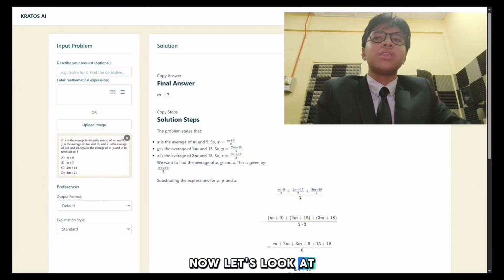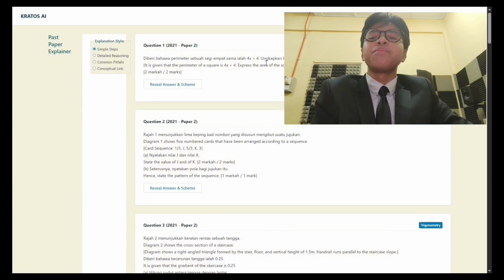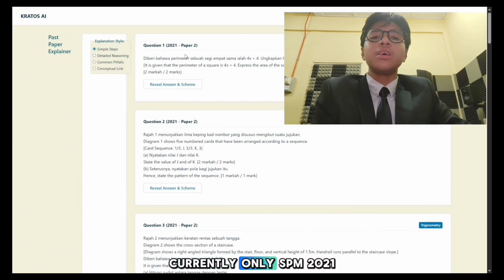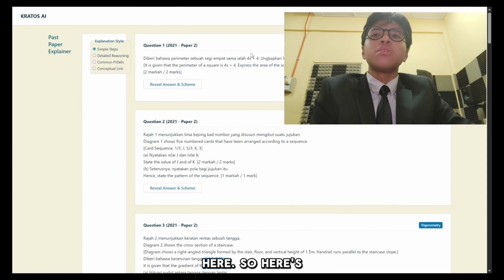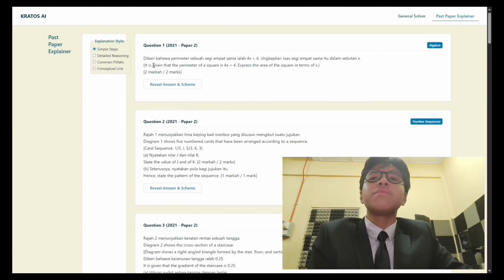Now, let's look at the next feature, which is the Past Paper Explainer. The Past Paper Explainer is where currently only SPM 2021 Paper 2 questions are in here. So here's question 1. It's given that the perimeter of a square is 4x plus 4. Express the area of the square in terms of x.